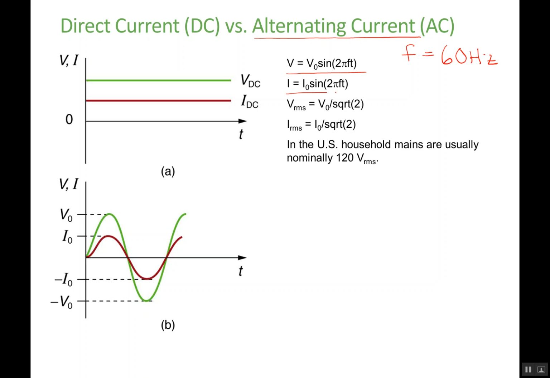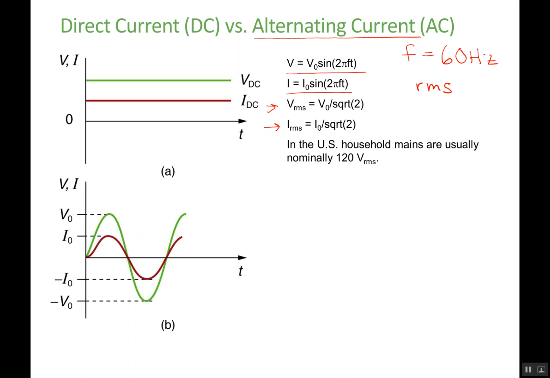Alternating current, you can write it out exactly in a very similar way. It equals some maximum current, I naught, times the sine of 2 pi f times t. Okay, let me introduce a new way of quantifying an alternating current and alternating voltage, and it's referred to as the root mean squared, or RMS, voltage and current.